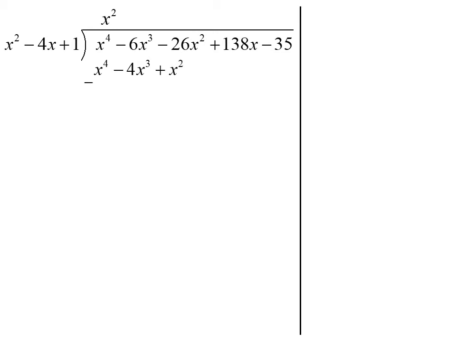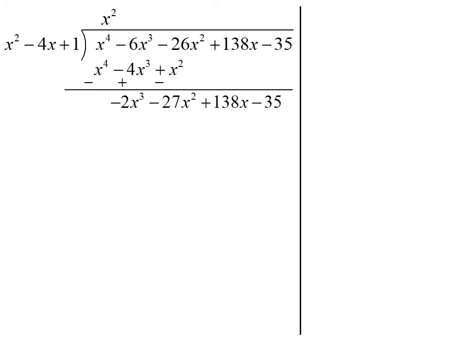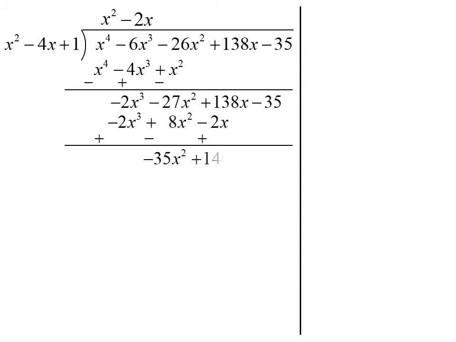Now changing the signs of all values, I get minus, plus and minus. So x to the power 4 cancels out, and I get minus 2x cube minus 27x squared plus 138x minus 35. The next term will be minus 2x. So now I get minus 2x cube plus 8x squared minus 2x. Again changing the signs, I get plus, minus and plus. Again 2x cube cancels out, and I get minus 35x squared plus 140x minus 35.